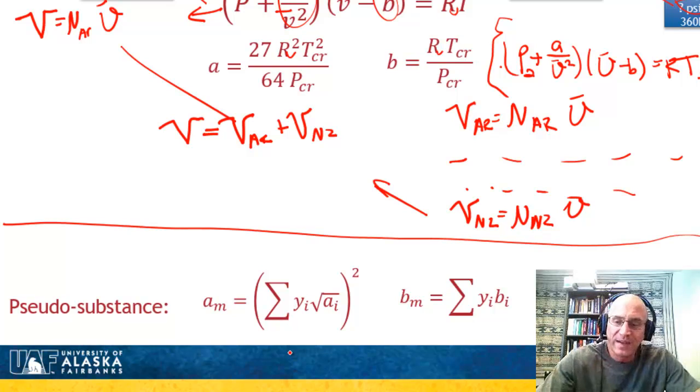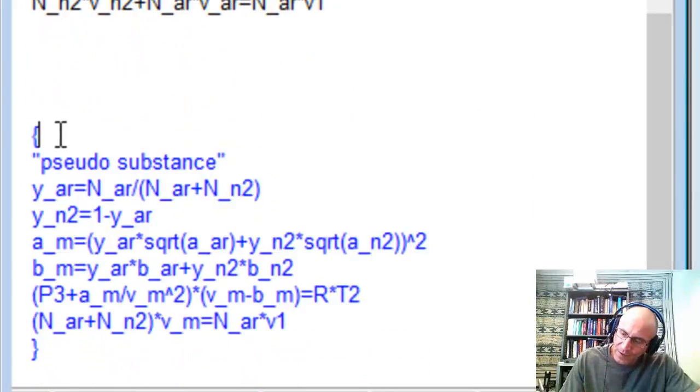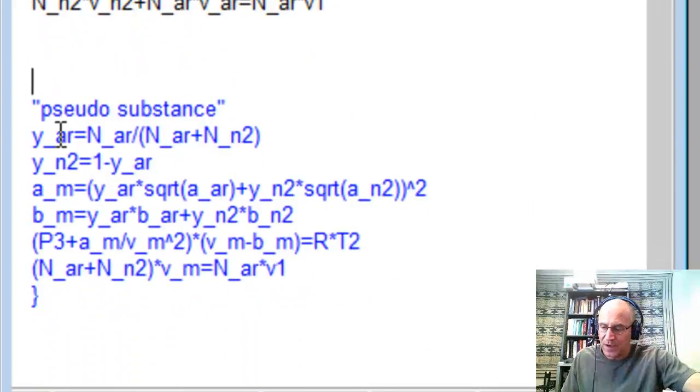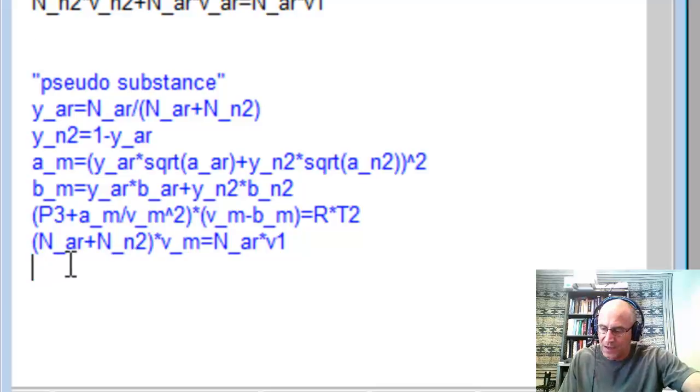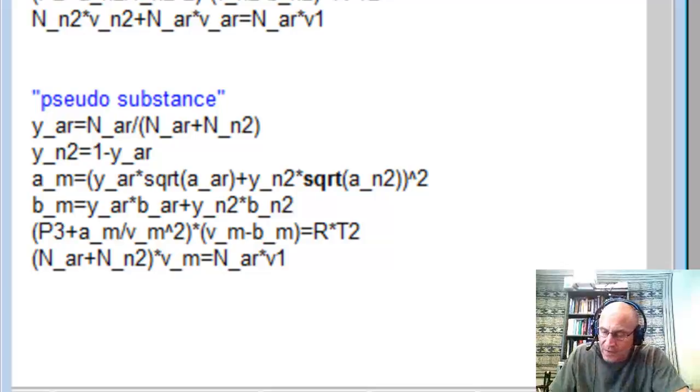And in fact, I did that in EES. So let's go over and look at that. If we come down here, I'm going to remove these comment brackets so that you can see what I have. All right, looking at this, here's my pseudo-substance. First I'm defining my mole fractions y of argon and nitrogen. That's what those top two lines are. And now I'm doing my mixture values of A and B. That's what A sub M and B sub M are, those of the mixture.